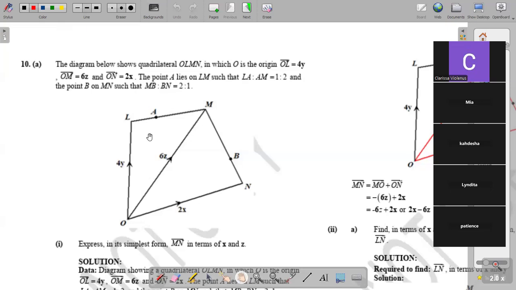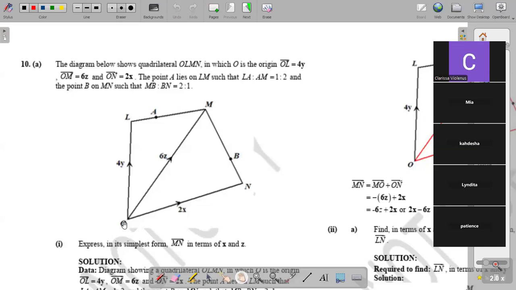I just see students doing an exam and they write nothing on the paper. How do you do the exam? That's why you're failing, because you're not making connections. You're not representing the information. This goes for every question: you read the caption, you read the title, you read the instructions, you make sure your drawing matches. So let me go. The diagram below shows a quadrilateral OLMN.